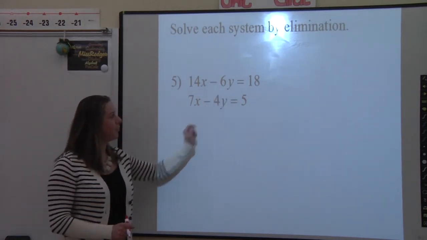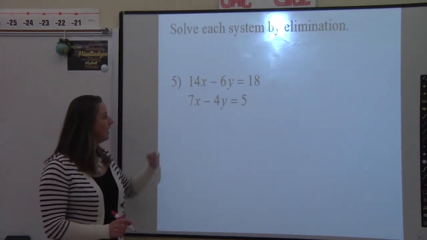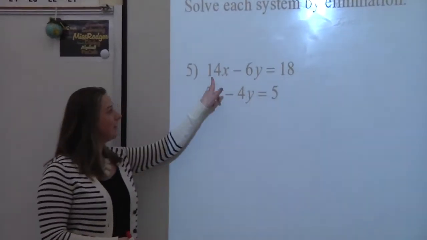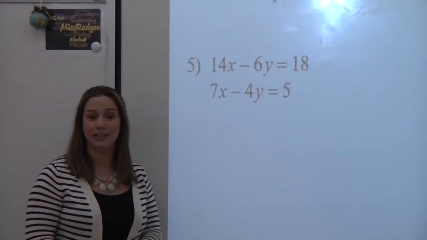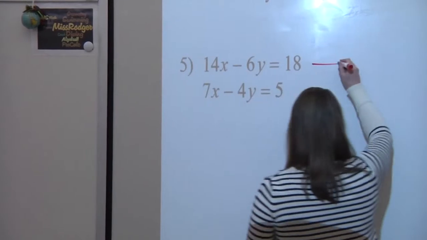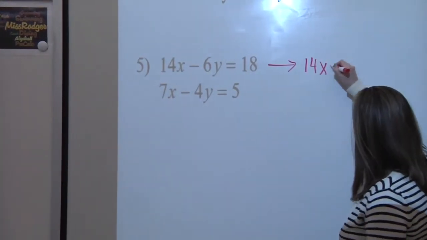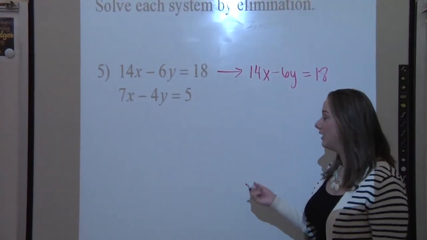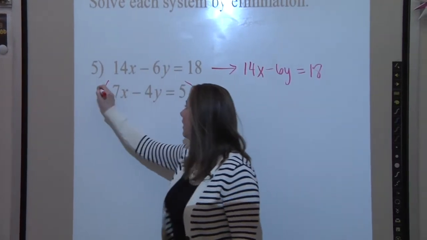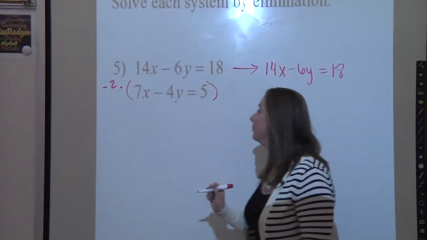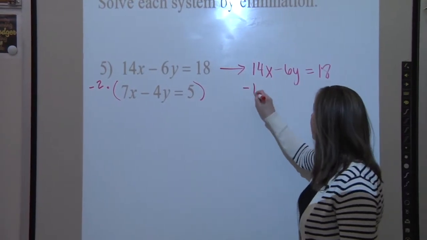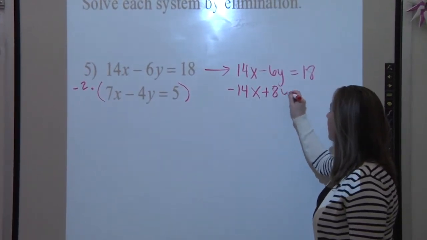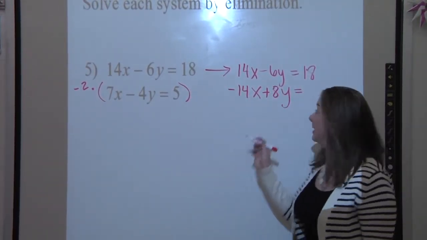If I take a look at both equations, I can take the second equation and multiply it by -2, and then I'll get a 14x and a -14x, and that will cancel out. So let's do that. Our first equation is going to stay the same, and our second equation, we're going to multiply the whole thing by -2. So -2 times 7x is going to give us -14x. -2 times -4y is going to give us an 8y. And -2 times 5 is going to give us a -10.